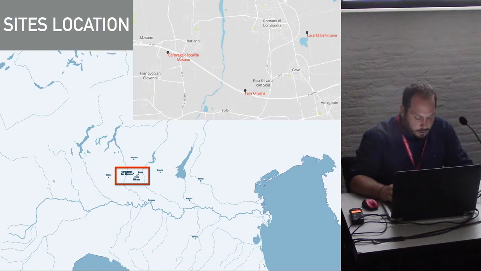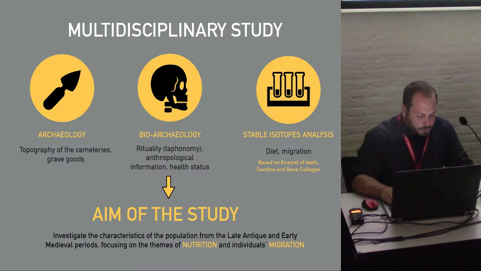This is only a part of a doctoral research project which studied seven northern Italian sites, dating from the 4th to the 8th century. This presentation aims to show the characteristics of the population in this area from the late antique to the early medieval period, focusing on the themes of nutrition and individual migration. The research is based on a multidisciplinary methodology, which included archaeology, bioarchaeology, and stable isotope analysis.